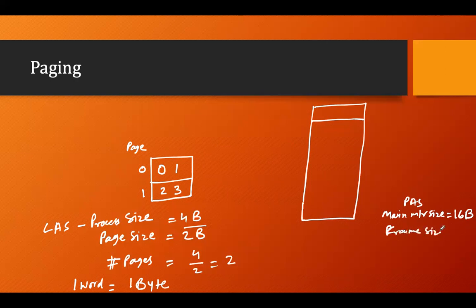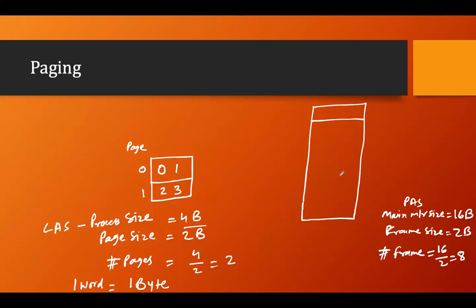Frame size will be the same as the page size, so it will be 2 bytes. How many frames will be there in the physical memory? The number of frames will be 16 by 2, which is 8. So 8 frames will be there.